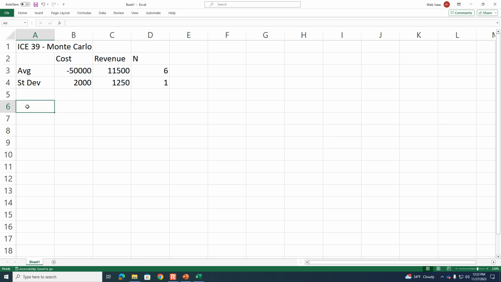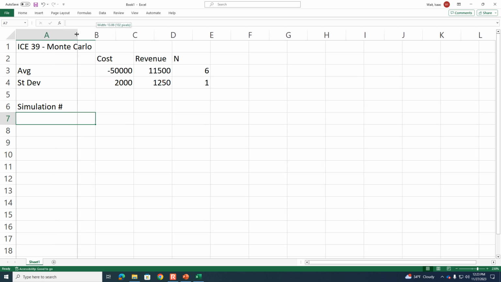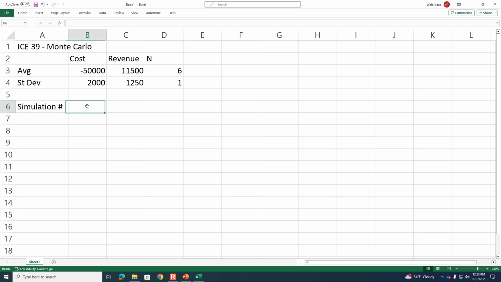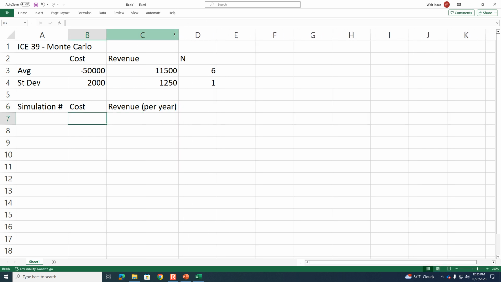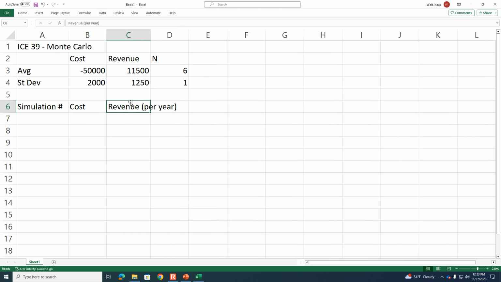Okay. So just starting with this, let's get a feel for how to use the functions that we need in this. We're going to have a simulation number. And then for that simulation, we're going to have the cost of that simulation, the revenue, and this is per year. Just to make that explicit, actually let me wrap it.